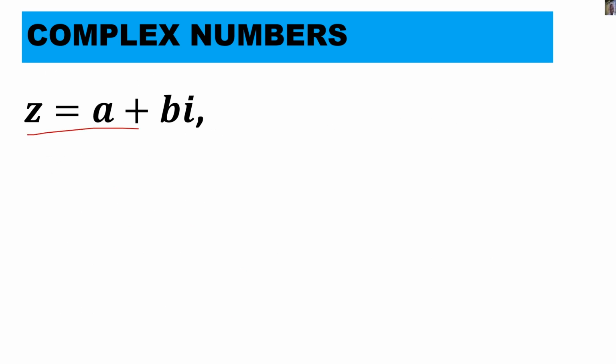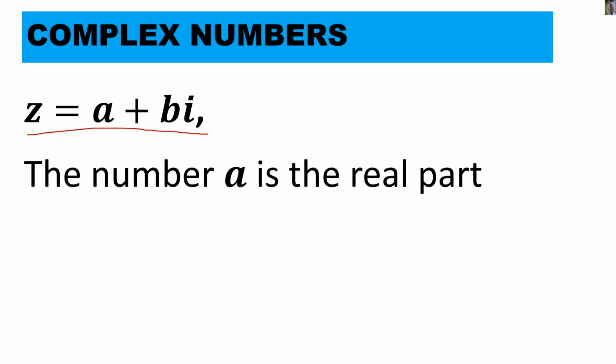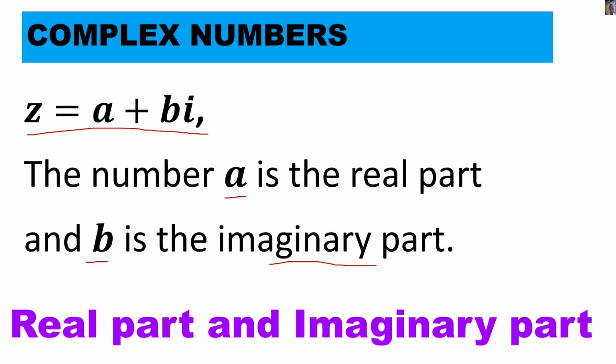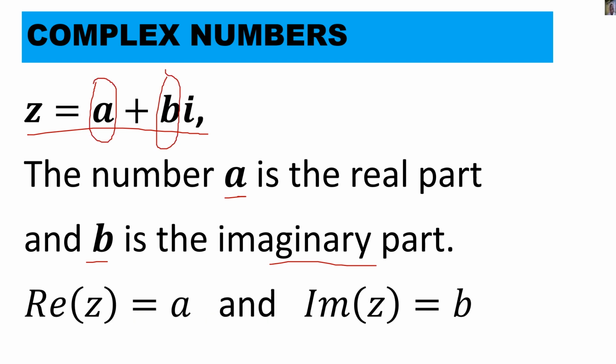In this form of complex numbers, z equals a plus bi, the number a is the real part and b is the imaginary part. This means a complex number has two parts. It has a real part and an imaginary part. a is the real part and b is the imaginary part. We can write that the real part of z equals a and the imaginary part of z equals b.